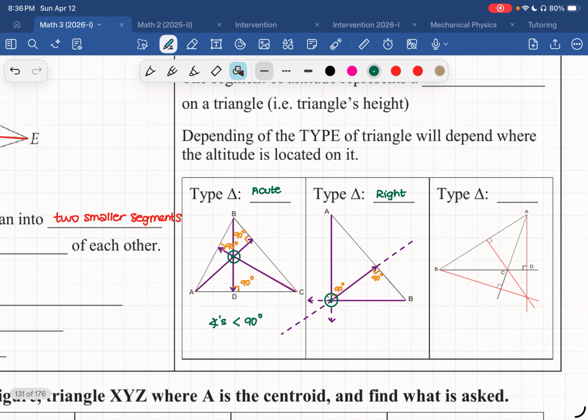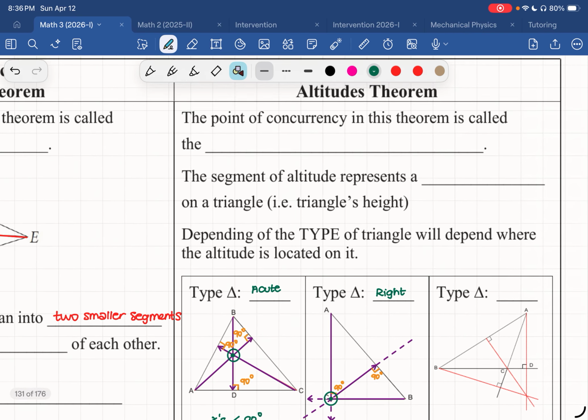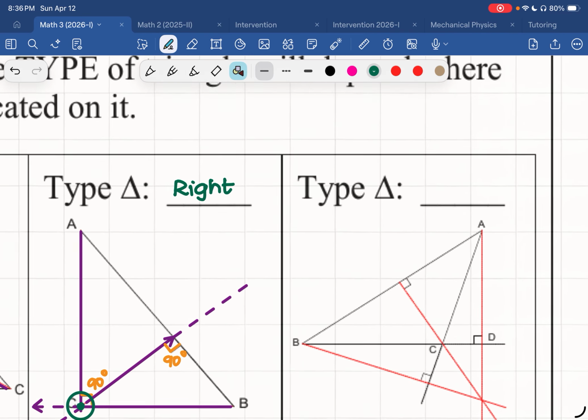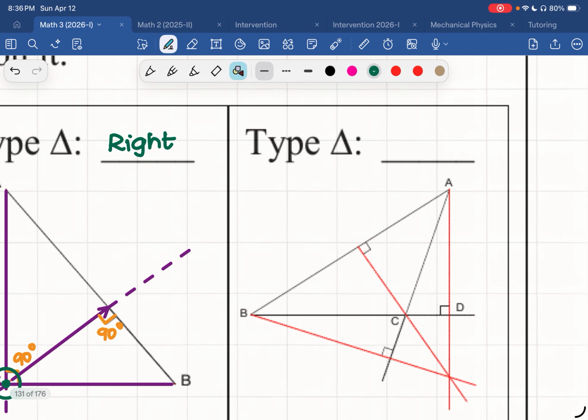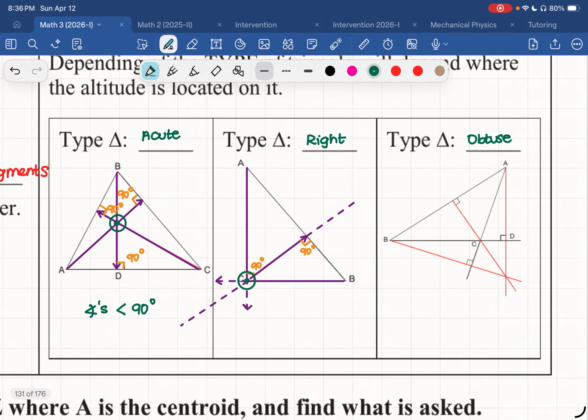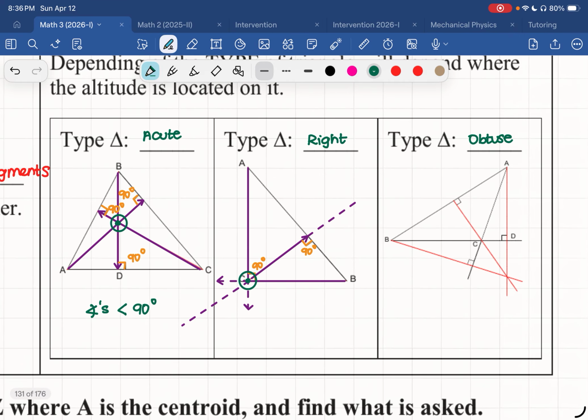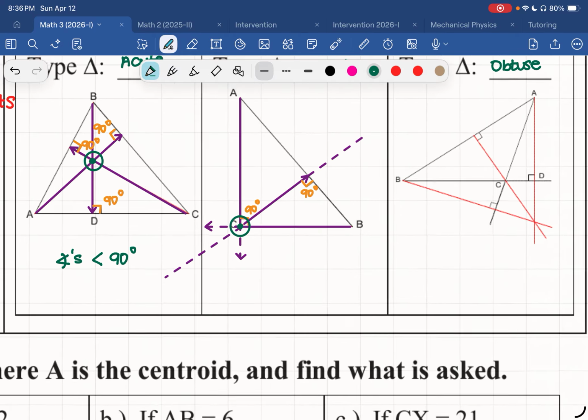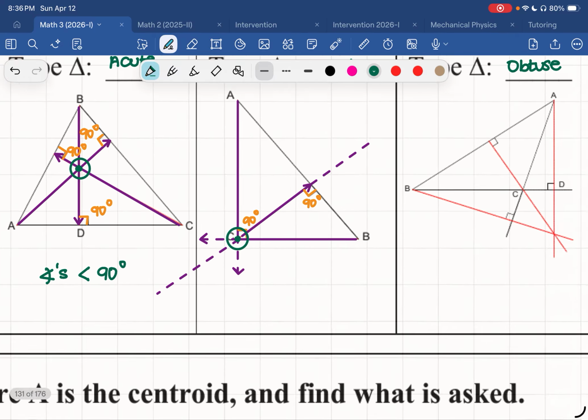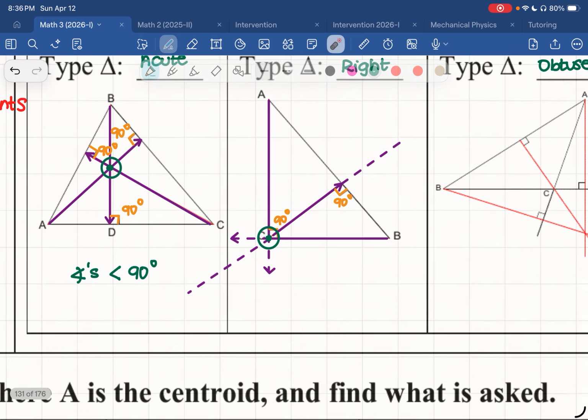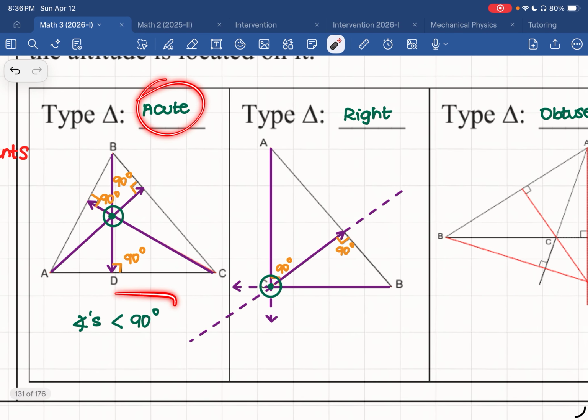Okay, now in the last one, what is the last type of triangle? This type of triangle is called an obtuse triangle, right? So let me just write it here to identify each triangle. Okay, the first triangle, which is acute, the characteristic is that all of the angles are less than 90.